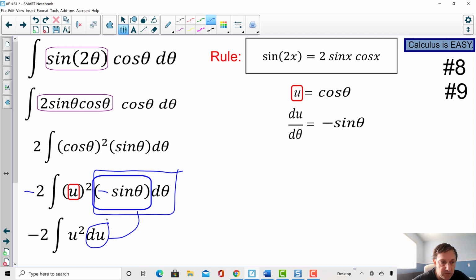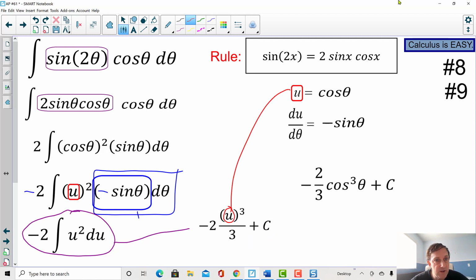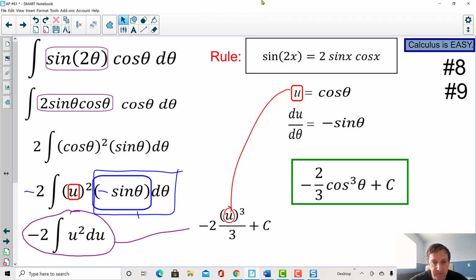So these two things turn into our du. And now it's an easy integral. It's just a power of u. We're going to get -2, and our integral becomes u to the 3rd over 3. Don't forget your plus c. We're almost done. We just need to trade the u for cosine of theta. And now we're done. Let's put a box around the answer. And that's our final answer in the green box.